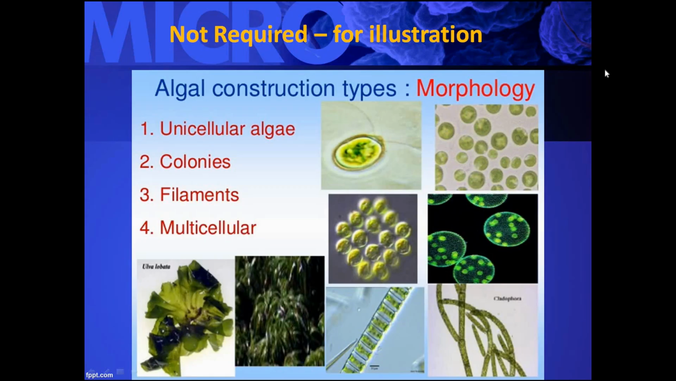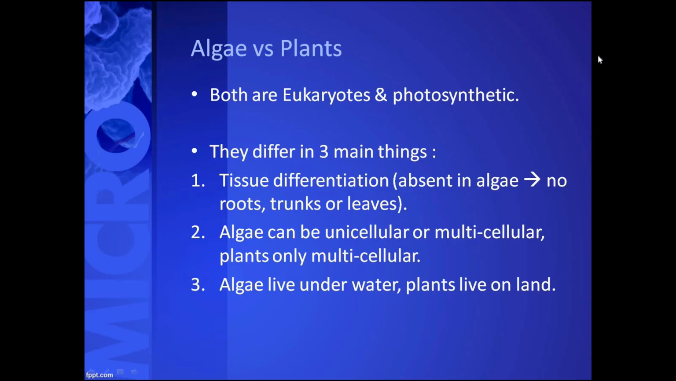This is the algae. Algae can take multiple construction types or multiple shapes. We have the unicellular algae like this one and this one. We have the colonial algae, this one. We have the filamentous algae, this one, and we have the multicellular macroscopic algae. This is not a microorganism. We can see it clearly by our eyes, while these ones are microscopic. Sorry.